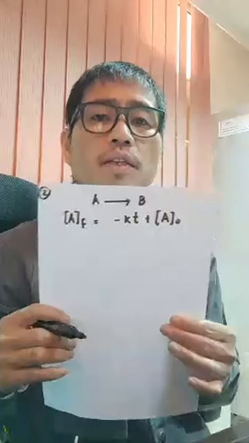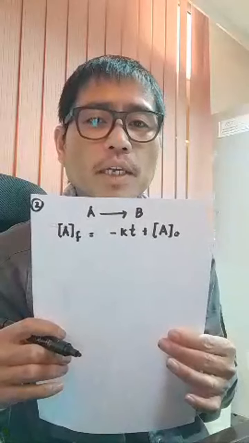The concentration of A is equal to negative k times t plus the initial concentration. So this will be the formula to be used. This is the integrated rate law of chemical kinetics for the zero order reaction, for n equals 0. First order, no, zero order, sorry, zero order. It's mentioned in the problem, right?